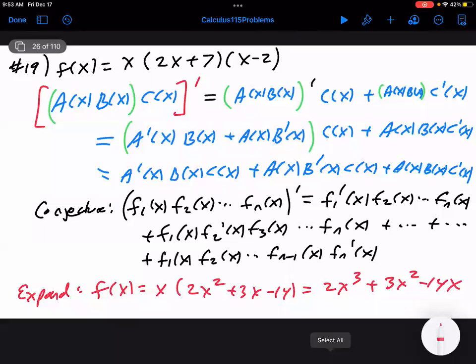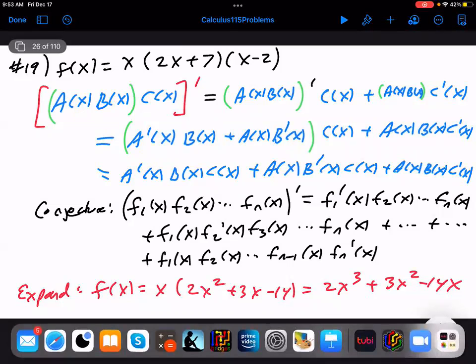So this is a quick discussion of the problems from these other sections.